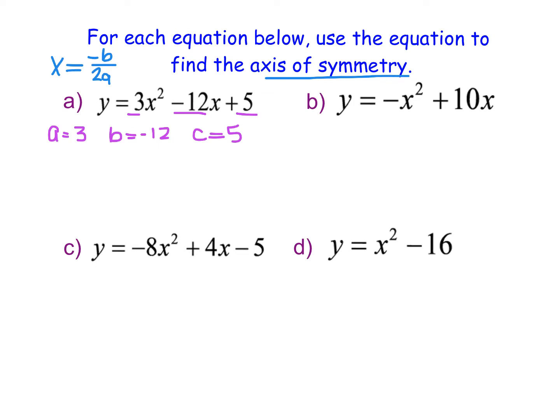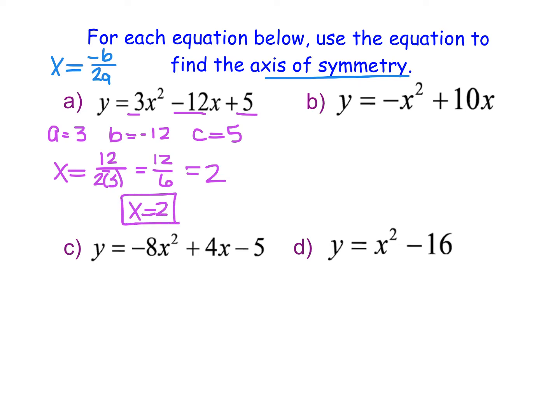So our equation only needs the values for b and a. So here we have the equation x is equal to negative b, or opposite b, so we take negative 12 and we turn it to its opposite, which is 12, over 2 times a, which is 3. So then we need to simplify this to find our axis of symmetry. So we end up with 12 over 6, which is then equal to 2. So our axis of symmetry for the equation in part A is x is equal to 2.